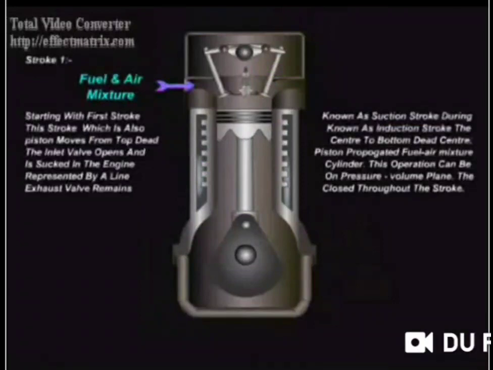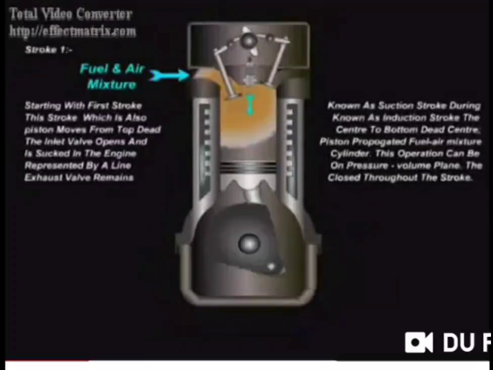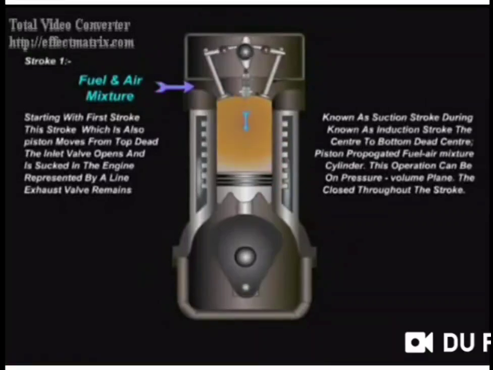In the first stroke, the air fuel mixture enters through the inlet port into the cylinder by opening the inlet valve. Here we observe that the inlet valve is open and the air fuel mixture comes inside the cylinder, and the piston moves from top dead center to bottom dead center. This is called the suction stroke, and in this only the inlet valve is open and the exhaust valve is closed. Now here is the end state, where the piston reaches the bottom dead center.